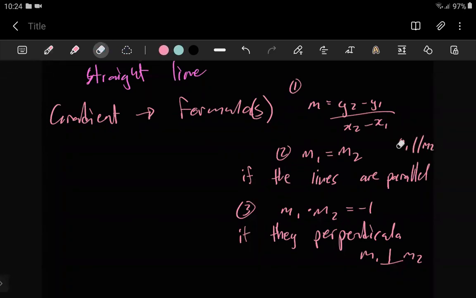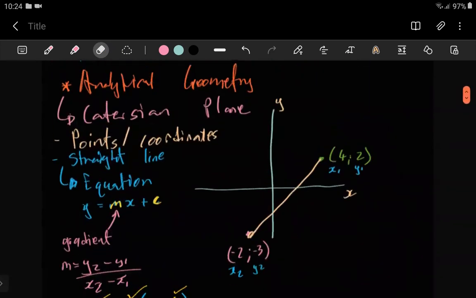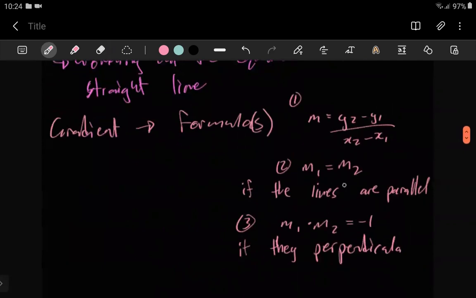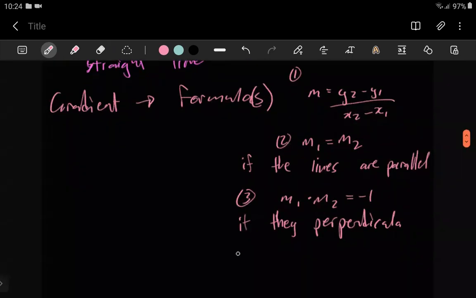No, that's not accurate, because M1 and M2 represent the gradients. What I wanted is maybe, let's say the lines were AB and CD, then you can say AB is parallel to CD. Here you could say AB is perpendicular to CD. But this should be good enough. So those are 3 formulas, but there's a fourth one.